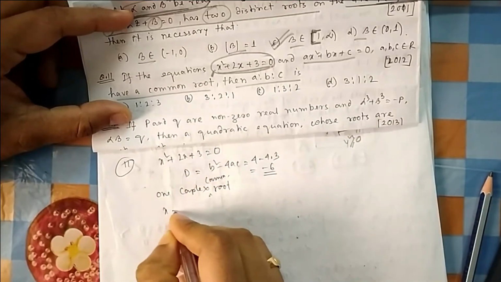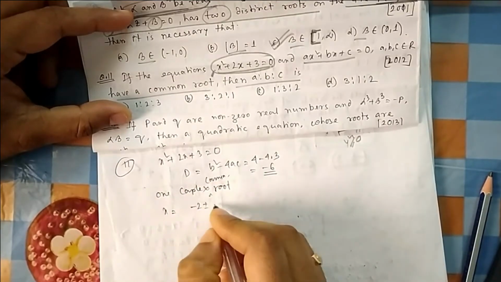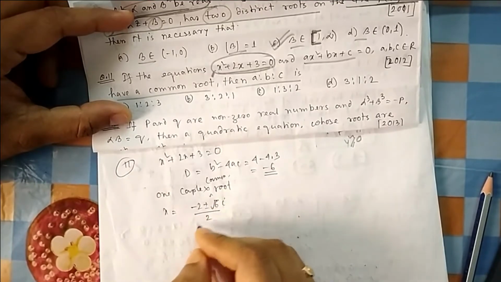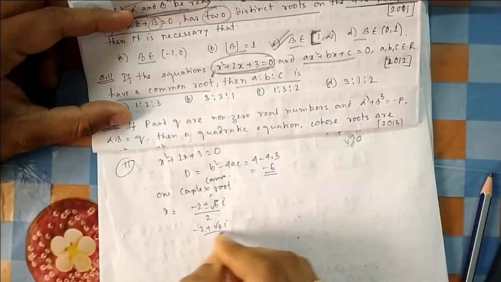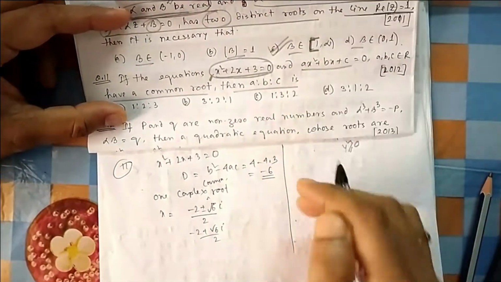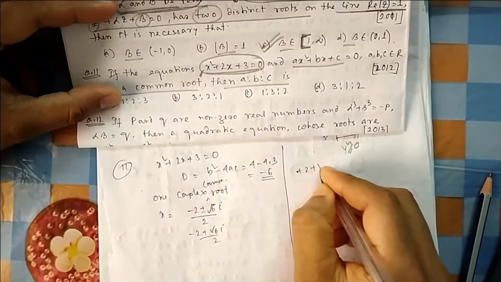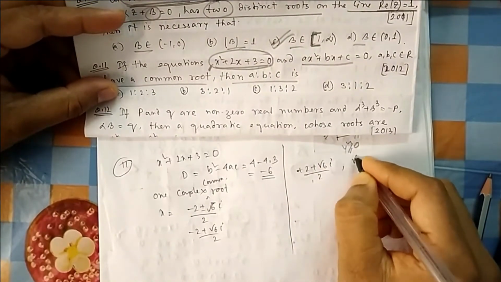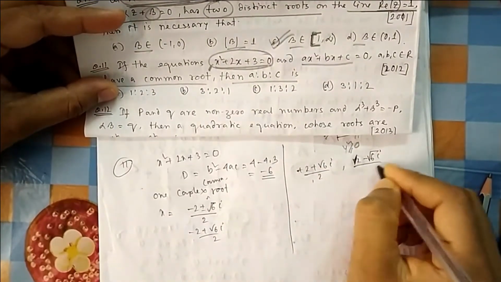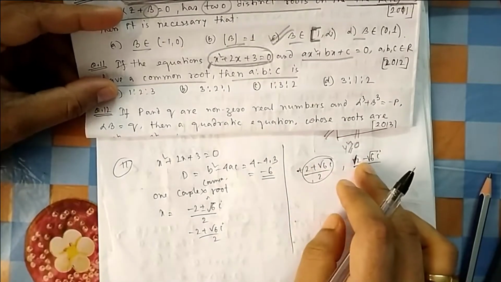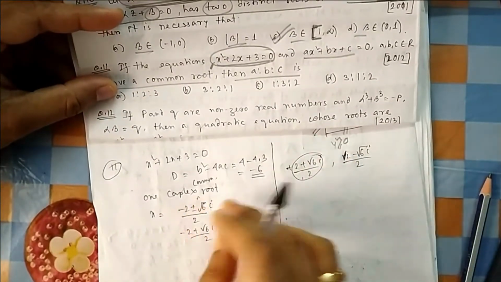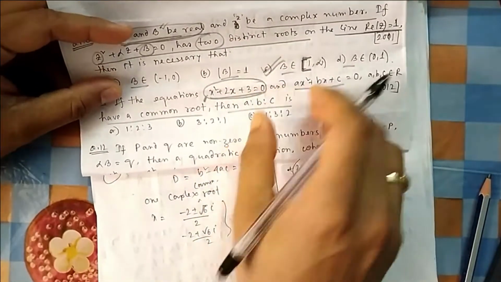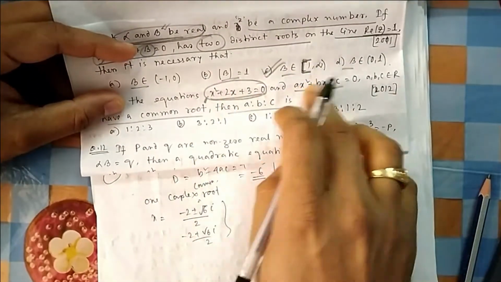If you solve it here, it will be x equal to minus b plus minus root 6i by 2. So one root is minus 6 plus root 6i by 2. Suppose this other equation also has a common root, so obviously its other root will be the conjugate of this one, because we have seen if one is complex, another becomes its conjugate. That means both equations have both roots common. If both roots are common, both are representing the same equation only. This is nothing but the same equation.